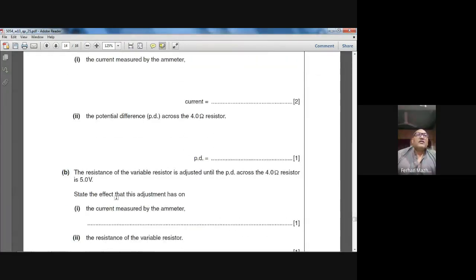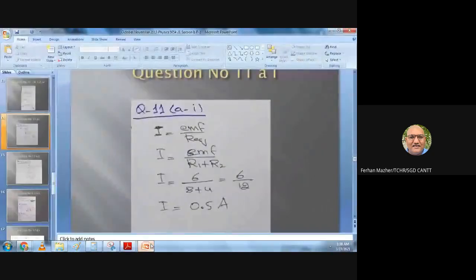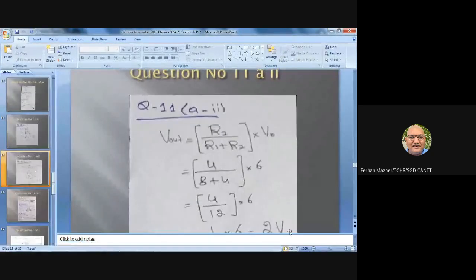Now the second question, in the A second part, the potential difference across the 4 ohm resistor. So how much voltage will be here? If you remember the equation of the potential divider, V out is equal to R2 divided by R1 plus R2, multiplied by the voltage of the battery. I can find it very easily. I've done this on paper. Let me show you my work.